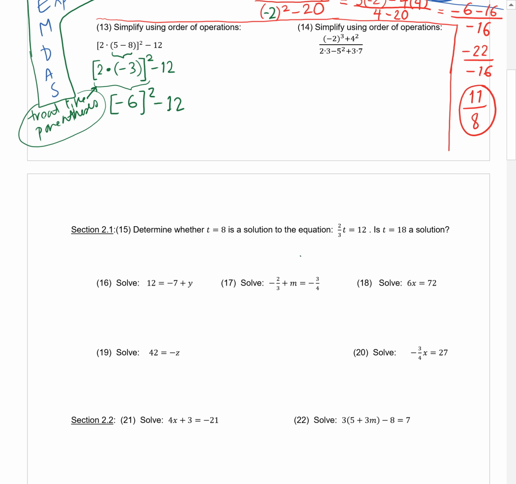Alright, now we're finally done with the parentheses phase. The next thing to do is exponent. And I do see an exponent here. This is negative 6 squared. And again, you can treat the brackets like they're parentheses. Imagine this is negative 6 in parentheses squared. That means negative 6 times negative 6, which is positive 36. And now there is obviously not much left to do. We just have to subtract. 36 minus 12 is 24.